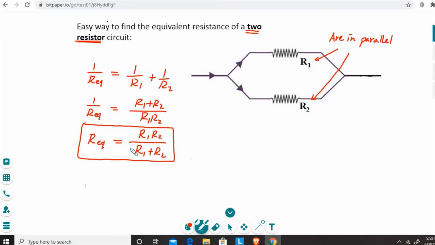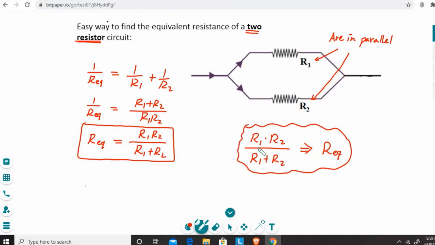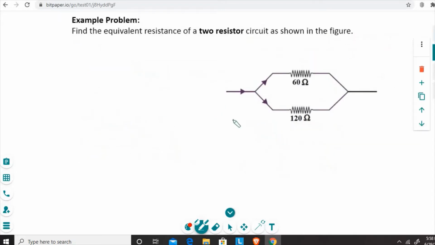So just to get the idea behind this, if you are given two resistors in parallel, you simply take the product of those two resistors and then divide that by the sum of the two resistors, like this, and then you get the equivalent resistance. So that's how you get it. You understand the process behind this expression. Okay, now let's try to do an example related to this.